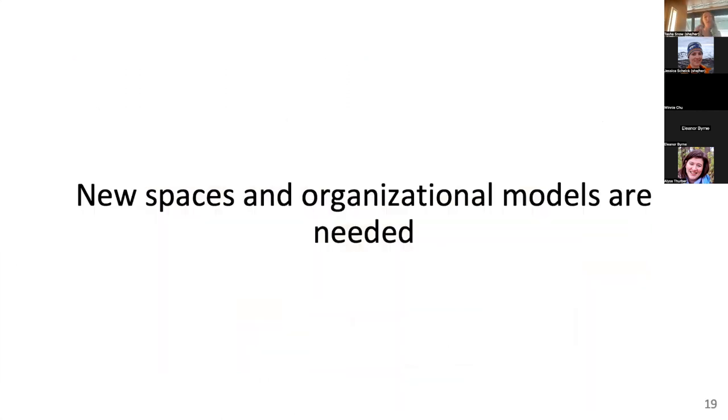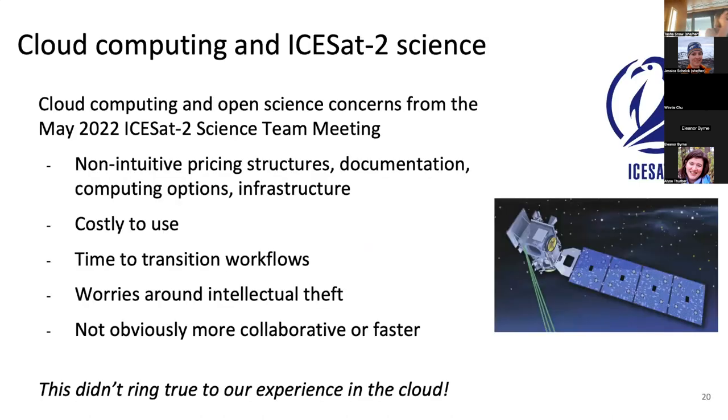So we have these new spaces and we need organizational models for working in the cloud. As I was just mentioning, CryoCloud came out of the ICESat-2 science team meeting, a meeting where the science team that runs the mission for ICESat-2 gets together. ICESat-2 is a laser altimeter that is owned by NASA. And yeah, the science team runs that mission. They meet twice a year.